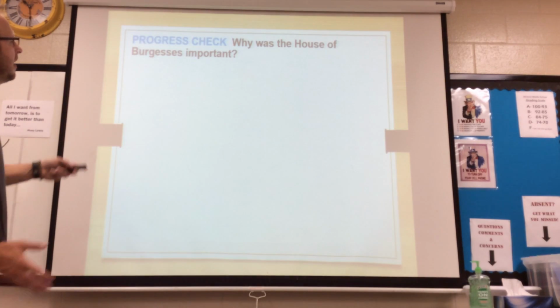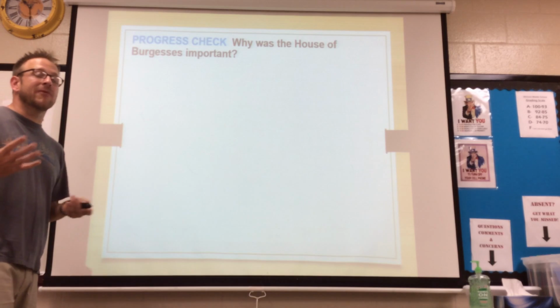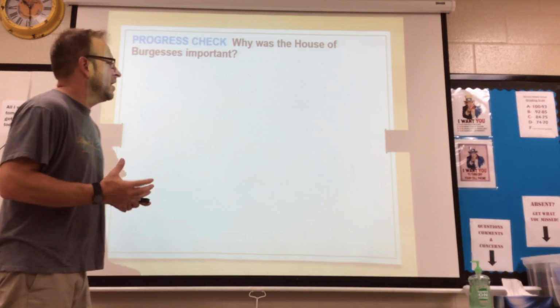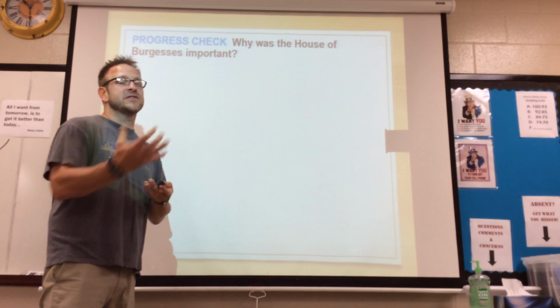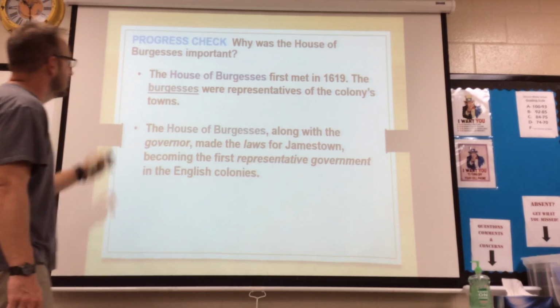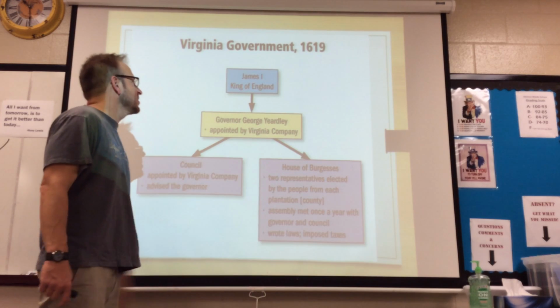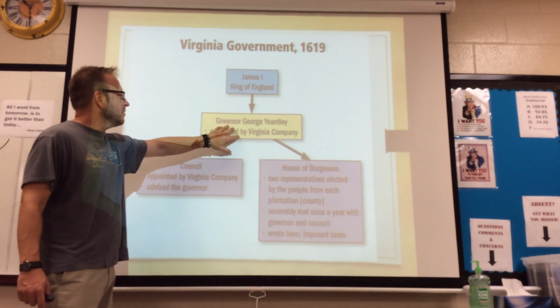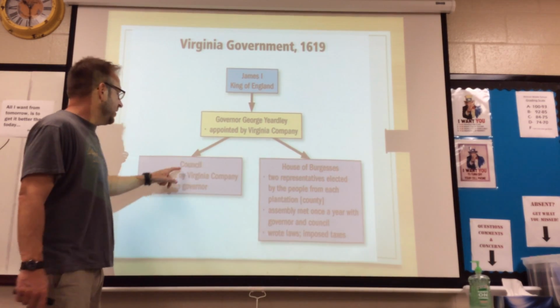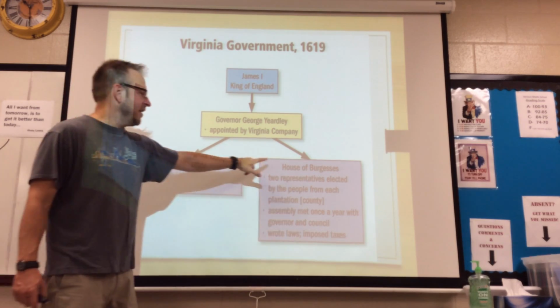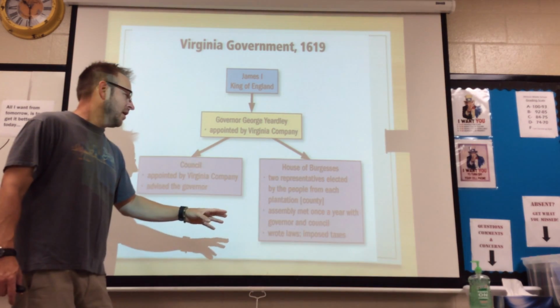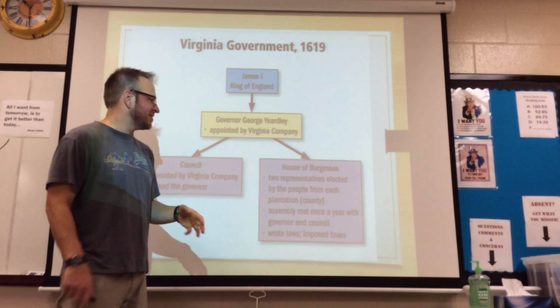Let's go on to this. Why was it important? Well, it was the first form of representative government in the colonies. Later it evolves into what we have today as a representative government. You've seen this. Now, the way it worked, King James, he was in charge. The governor reported to him, and then the governor would meet with the council and the House of Burgesses once a year, and they'd make laws and impose taxes together.